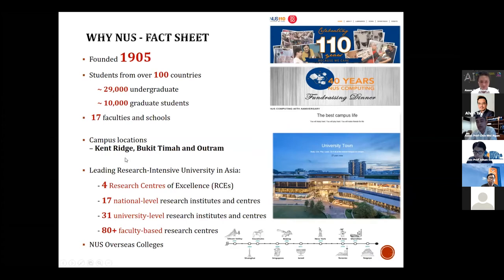In Singapore itself, we have 3 campuses. The main campus is in Kent Ridge. Then we also have a campus in Bukit Timah where the law faculty is based, and also a medical school in Outram, that is next to the Singapore General Hospital.